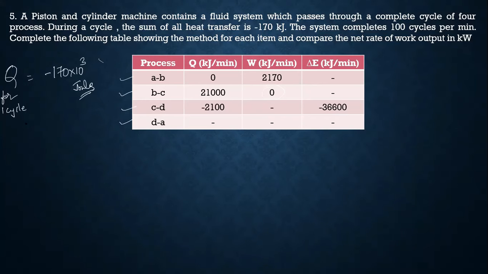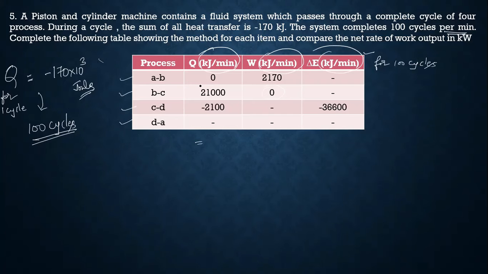The system completes 100 cycles per minute. Therefore, that data is given. Look at the table here. Whatever Q, delta W, delta E is given, it is in kilojoules per minute, for 100 cycles. But the net heat transfer they have given is in joules, therefore this is for one cycle.